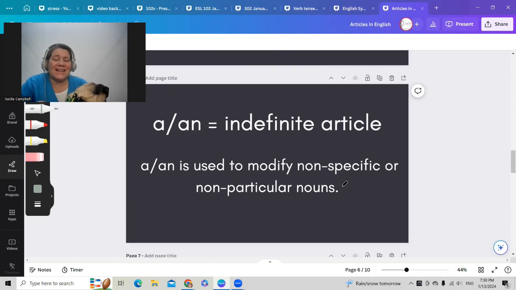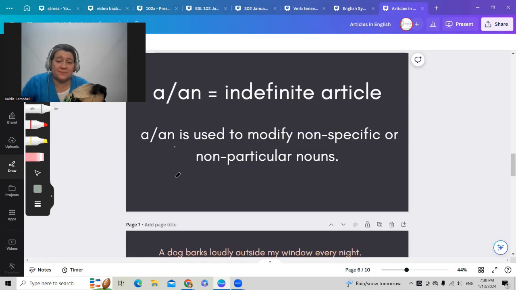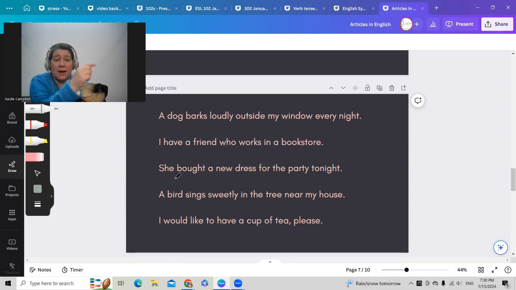Then we have a and an. It's the indefinite article. A and an are used to modify non-specific or non-particular nouns, and they can only be used for singular nouns. I've already introduced you to Benny, so I have to use the with him. He's a very specific dog. So I would not use a dog. I would use a dog to talk about somebody's dog out on the street. For example, a dog barks loudly outside my window every night.